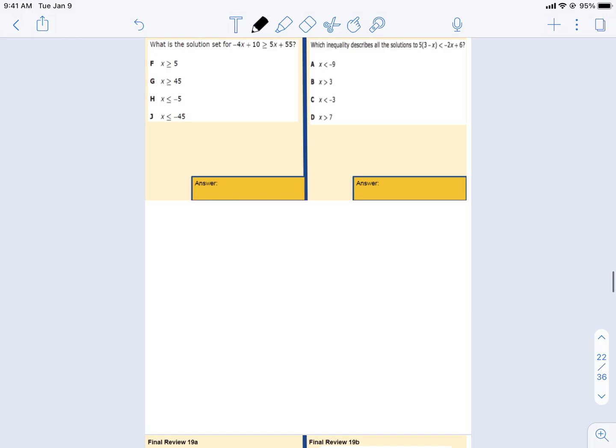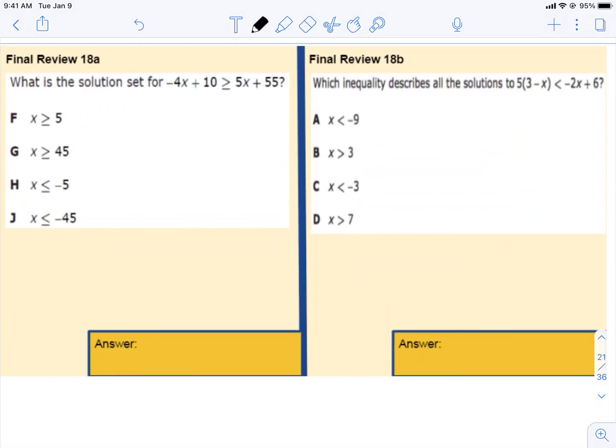Looking at the next one, what is the solution set for negative 4x plus 10 is greater than or equal to 5x plus 55? So I'm going to show you how to do it by hand for part A and part B, and then I'll show you how to use a calculator to check your work if we needed to. So here we go. We're going to draw a line through the inequality sign.